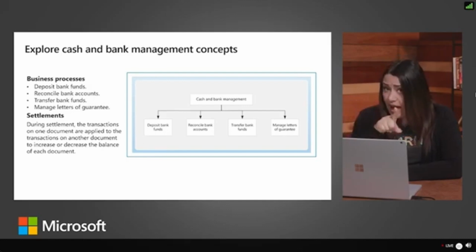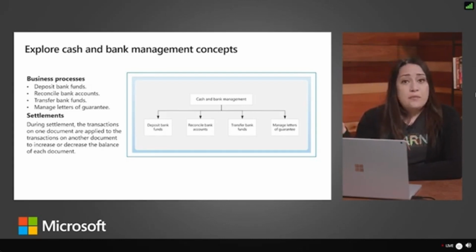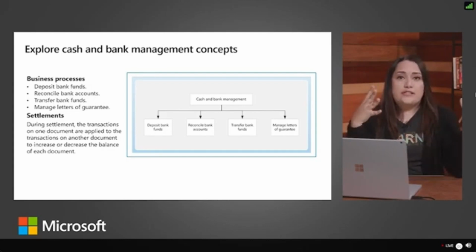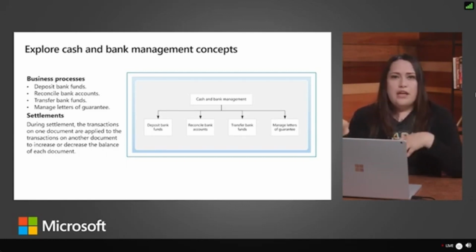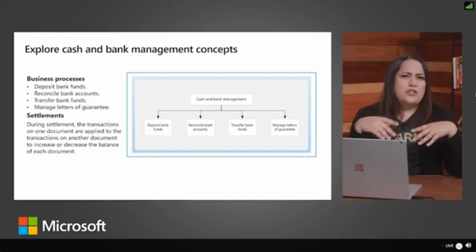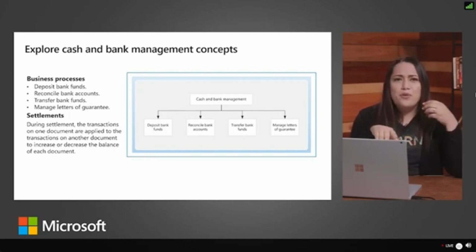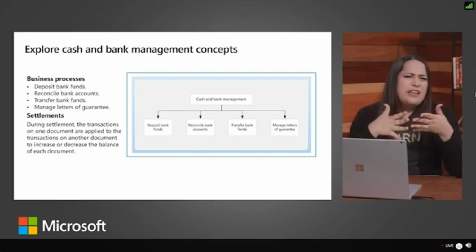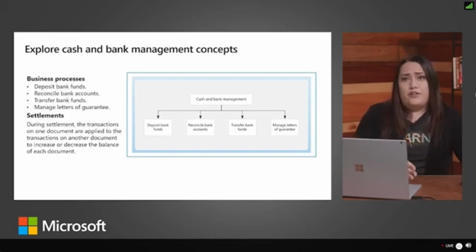Now, if that happens, you may need to process a settlement. A settlement can occur between any transaction type that affects the vendor balance or the customer balance. These can be transactions like invoices, payments, credit memos, and fees. Really, any transaction that can be settled against any other transaction type.